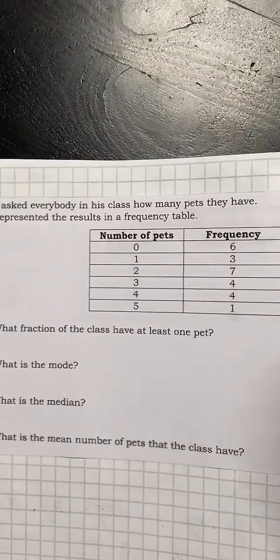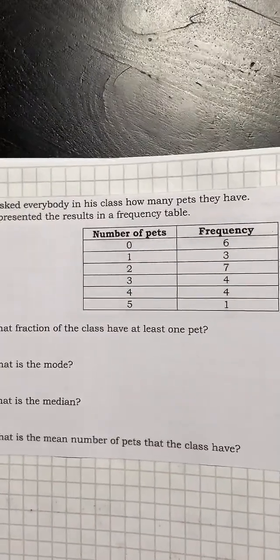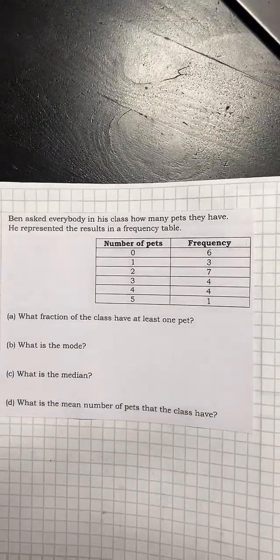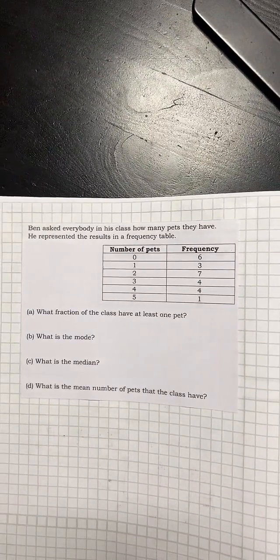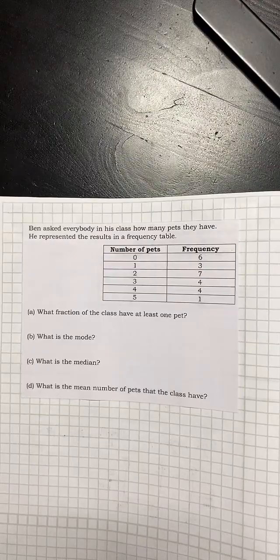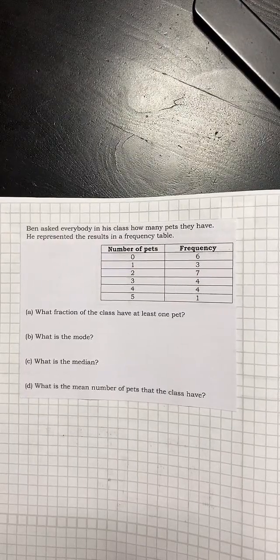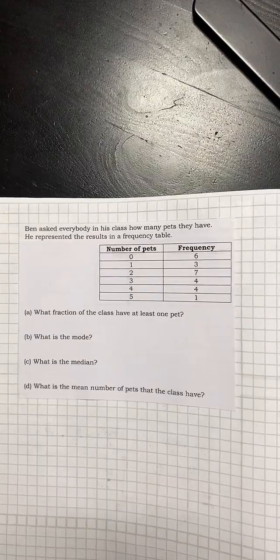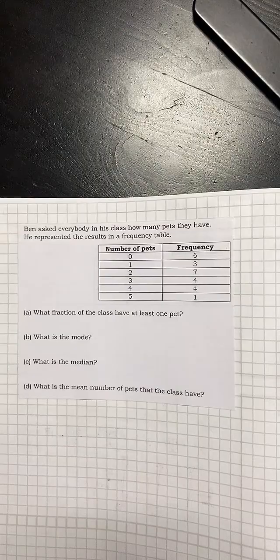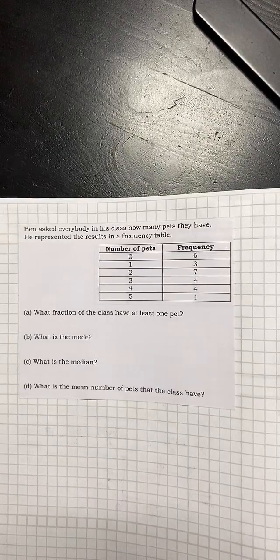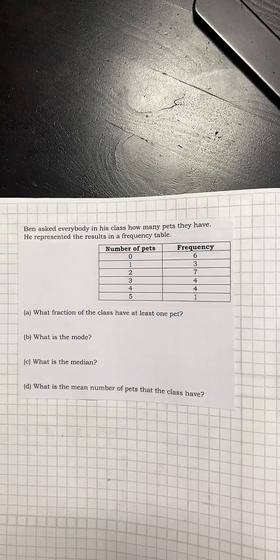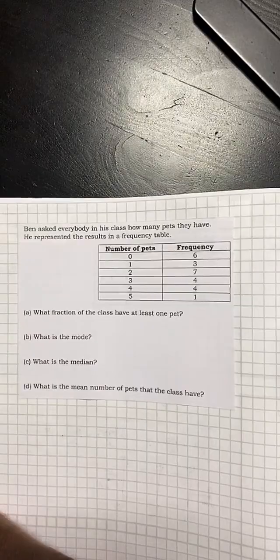All right. So Ben asked everyone in his class how many pets they have. He represented the results in the frequency table. So for 0 pets, 6 people said that. 1 pet, 3 people said that. 2 pets, 7 people said that. 3 pets, 4 people said that, as well as 4 pets, 4 people said that. And 6 pets, they have a zoo. 1 person says that.